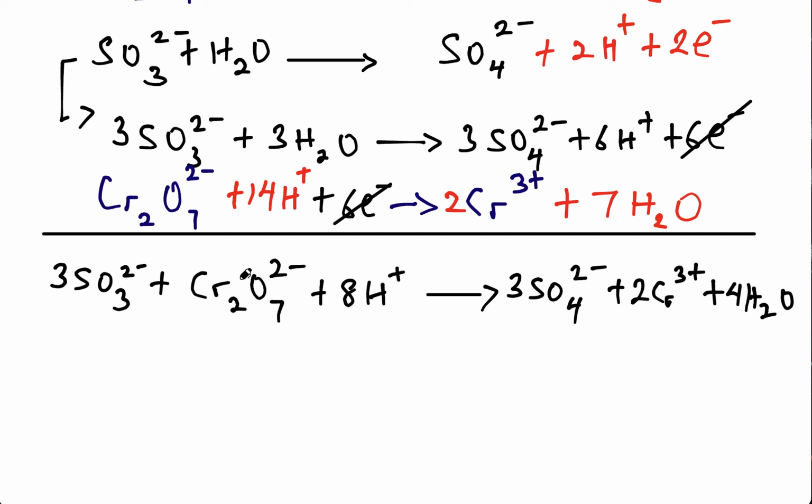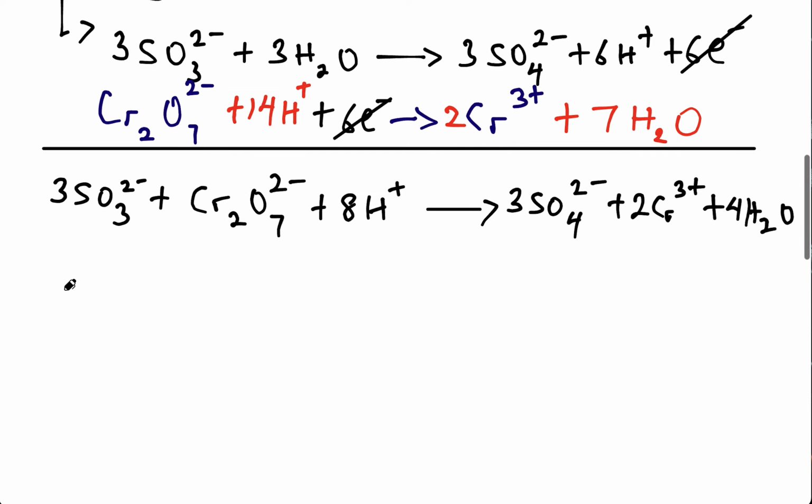If you look at it atomically and ionically, this is already balanced. So let's quickly cross-check it. For sulfur, we have 3 here and 3 here. Oxygen here: 3 times 3 is 9, 9 plus 7 is 16. Let's see how many we have here: 3 times 4 is 12, and 12 plus 4 is 16. Oxygen is balanced. Let's look at chromium. Chromium is 2 here, and it's also 2 here. What about hydrogen? Hydrogen is 8 here, 4 times 2 is 8. That's hydrogen.